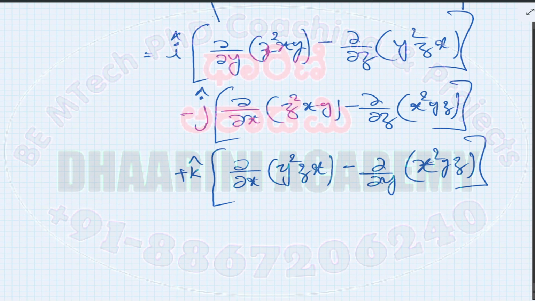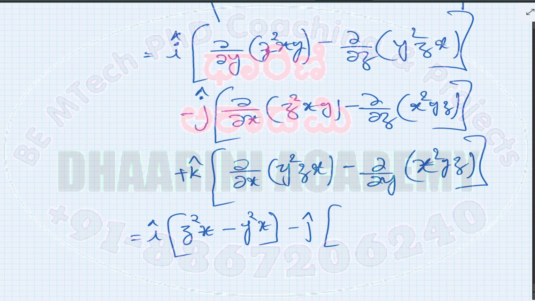Okay, now let's simplify these equations, whatever we have written now. So this is i cap into ∂/∂y. So y is only y over there, so differentiation becomes 1. So this becomes z²x minus, so differentiation of this gives y²x. That's the first term. Minus j cap into, differentiation happens with respect to x in the first case, so x cancels out, you have z²y minus z cancels, you have x²y.